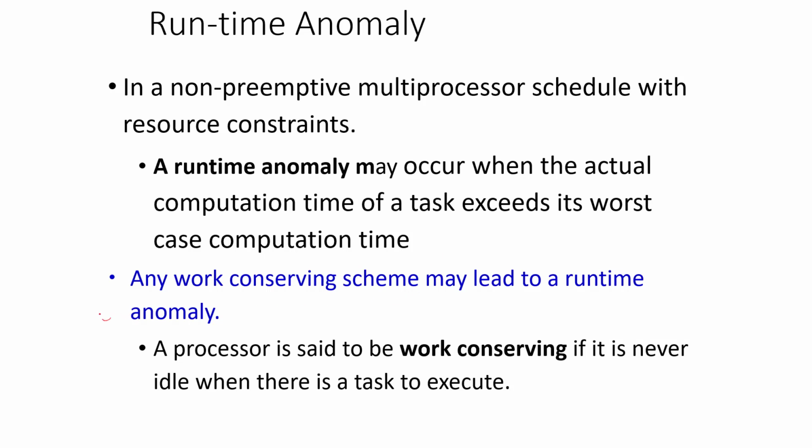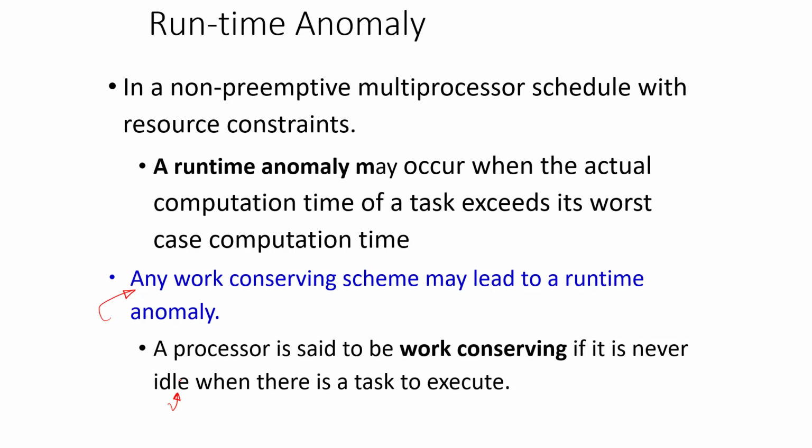Furthermore, there is a theorem that any work conserving scheme may lead to a runtime anomaly. So what is a work conserving scheme? A processor is said to be work conserving if it is greedy, in the sense it is not idle when there is a task to execute. Which basically means a task comes, if it is idle, it picks it up for execution, it doesn't defer it, right? It doesn't choose idleness over execution.